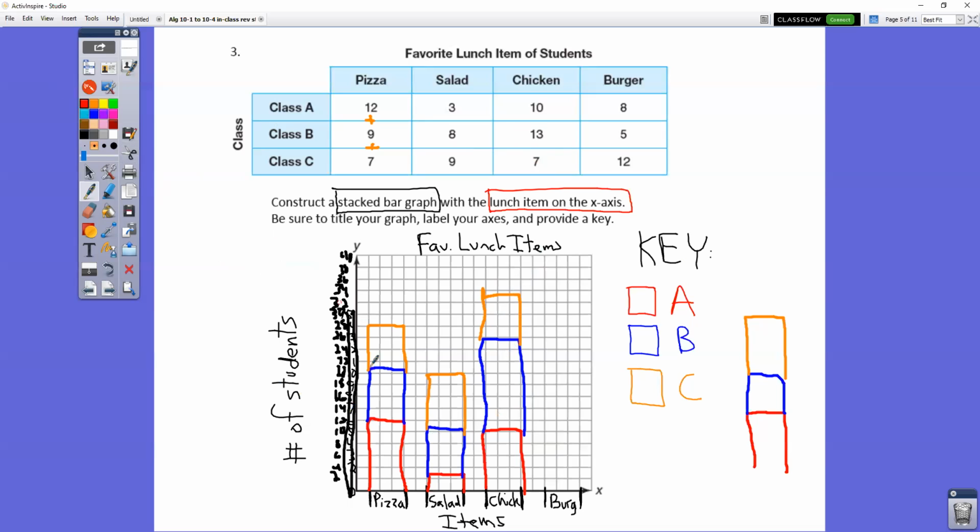For burgers, I have 8. And 8 plus 5 is 13. And then I have 13 plus 12 is 25. So there is my stacked bar graph. Again, be very, very careful. All right. You're stacking one on top of the next, on top of the next, on top of the next. So be very, very, very careful.